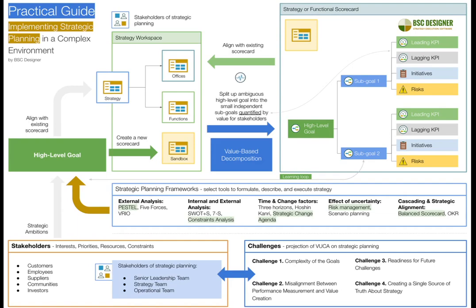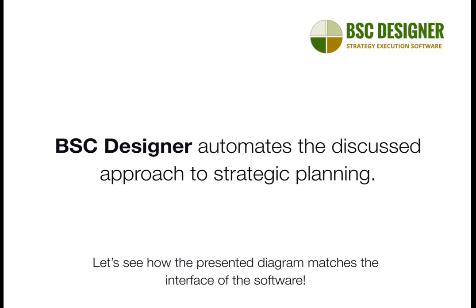It's time for strategy execution. Use dashboards and strategy maps to discuss strategy, report on progress with KPIs, get feedback from the stakeholders, and learn from mistakes. On this stage, a specialized strategy execution software will facilitate the process. Our tool, BSC Designer, automates the discussed approach to strategic planning. Let's see how the presented diagram matches the interface of the software.